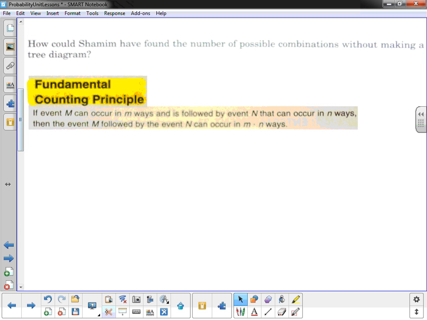What happens is we can use what's called the fundamental counting principle. If event M can occur in M ways, and is followed by event N that can occur in N ways, then the event M followed by the event N can occur in M times N ways. So what does that mean for us? That means we have 4 elective classes for arts, and we have 3 elective classes for language, which means we have 4 times 3 ways. We have 12 ways of doing this.